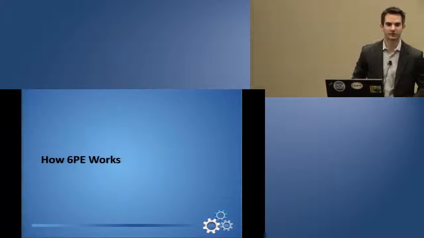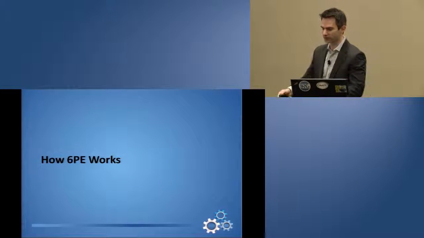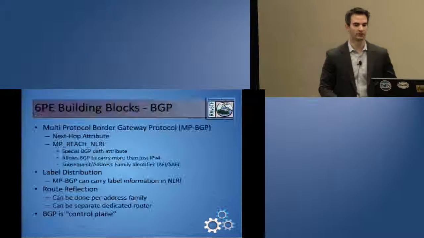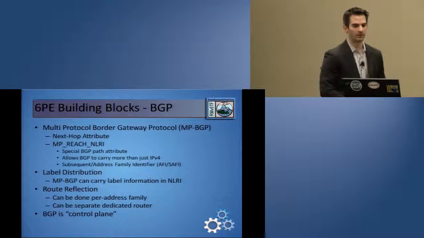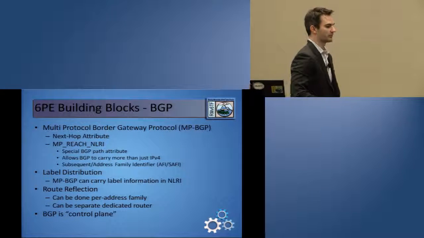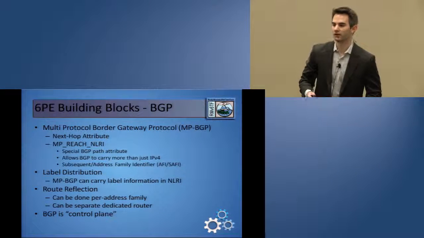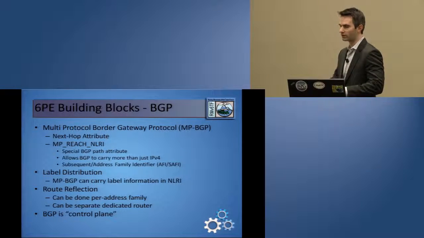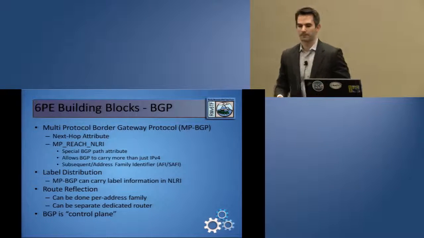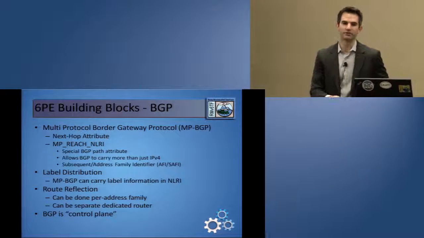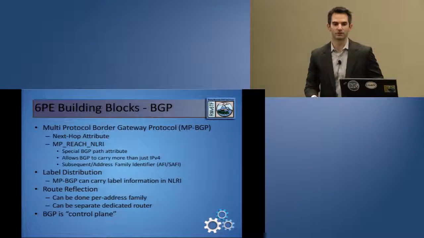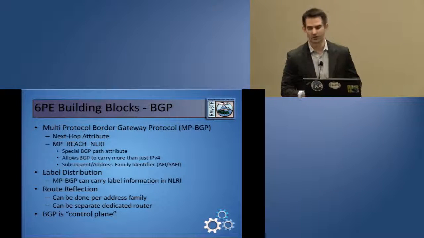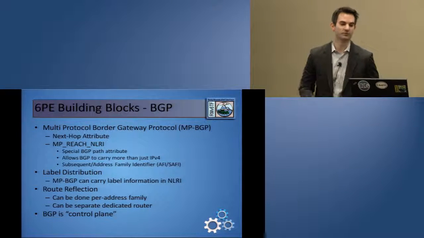So now I'll dive into how 6PE works and how it layers on BGP and MPLS and some of the configurations to get that going. So the first thing I want to talk about is multi-protocol BGP. And this is an extension on BGP, and it's what allows you to send anything but IPv4 using BGP. This is what extends it, so you have your VPNs, your multicast VPNs, and your 6PE.